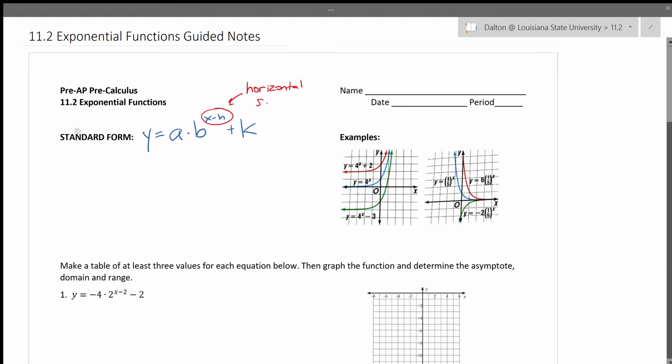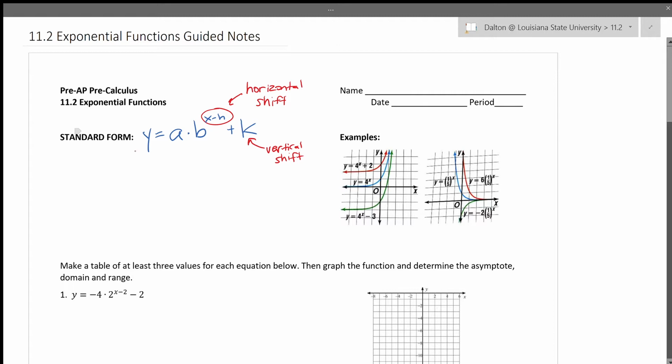And it's opposite of what we think it is, right? Like if it's x minus 5, that actually means we're going to the right 5. And if it's x plus 4, that actually means we're going to the left 4. And as you can probably guess, k then is going to be our vertical shift, up and down.